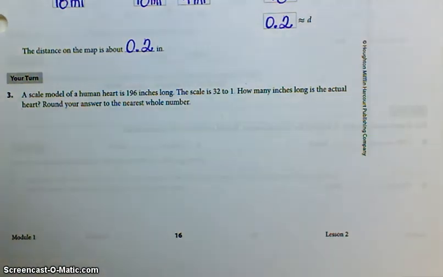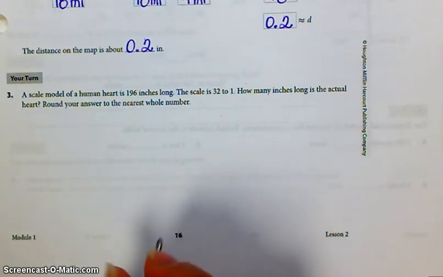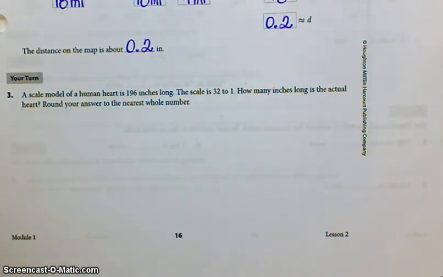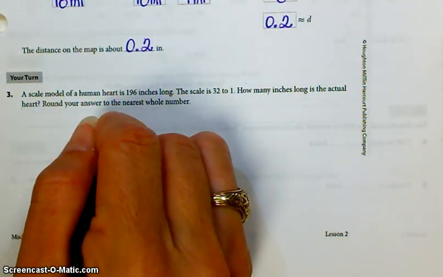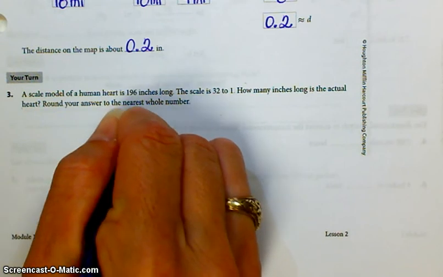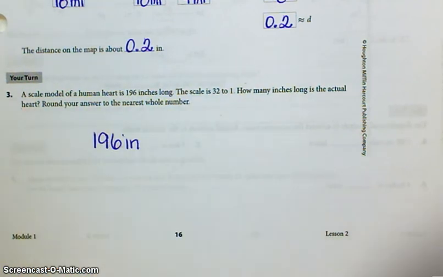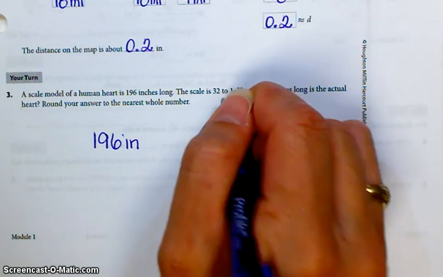A scale model of the human heart is 196 inches long. So this time they're making it bigger than it really is, because your heart is not actually 196 inches long. Okay? So it must be maybe a big display or something at a museum. 196 inches. The scale is 32:1. Okay?